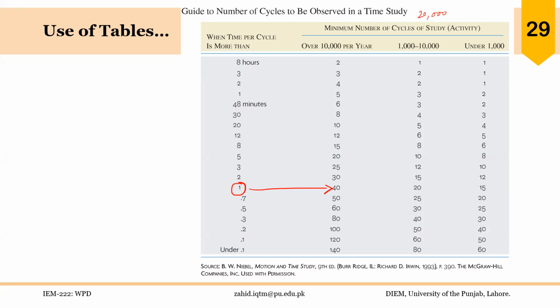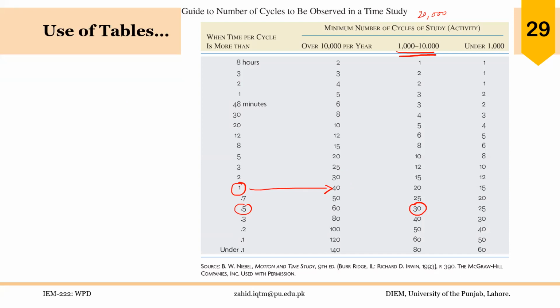Let's take another example. Say, for example, the cycle time is half a minute. So we will be somewhere over here. And the task is to be performed, say, 5,000 times a year. So 5,000 is here, between 1,000 and 10,000. So you will be taking N equal to 30. You could see for other values as well.